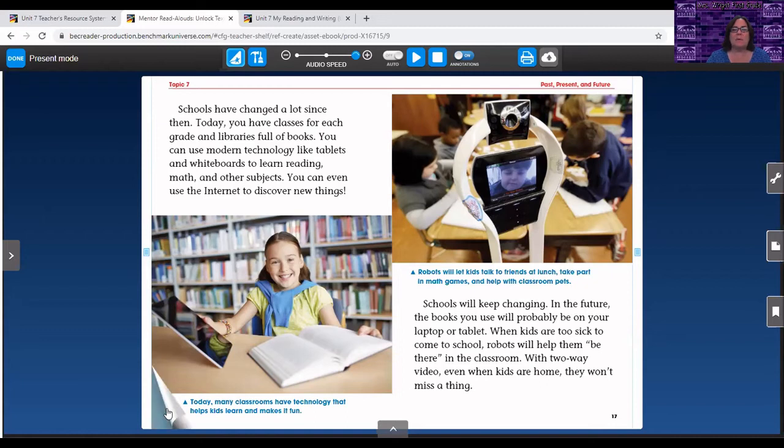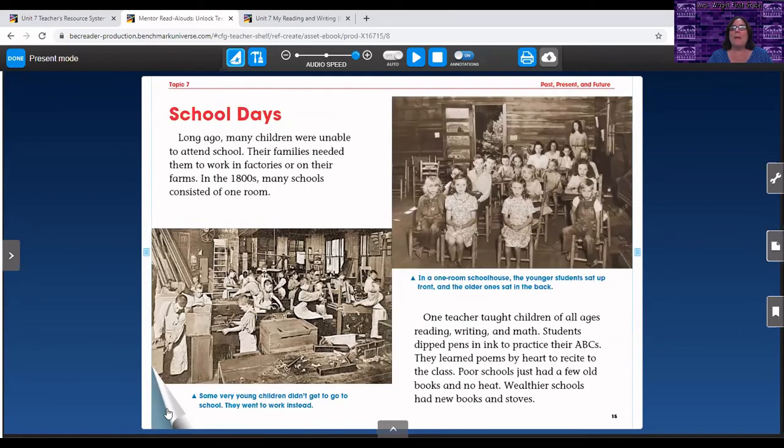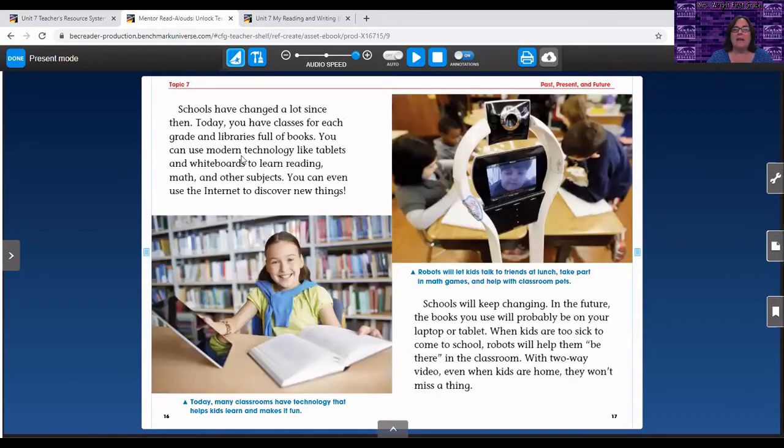All right, so in this book, School Days, we learned about past, present, and future. All right, let's think about the classrooms. Let's think about how they learned. Okay, in the past, they used pens to help them write. And then in the present, we use tablets and whiteboards to write. And then it says in the future, we'll probably be using our laptop or tablet. So the kids learned in the past in the classroom. We're learning today, and we'll be learning in the future also.